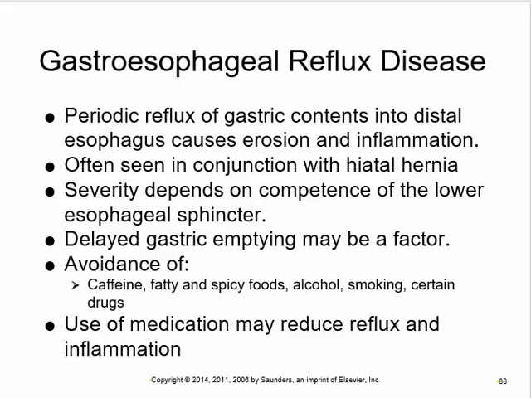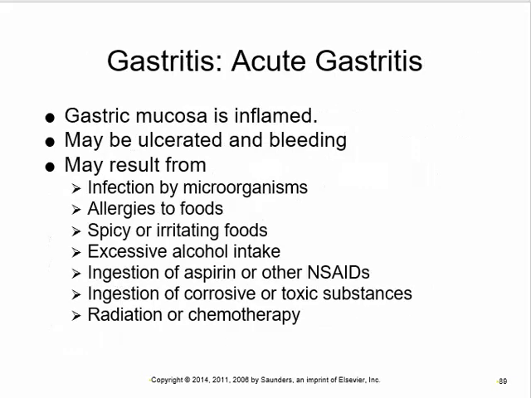So what we do is we use various medications to stop as much acid production, and we use anti-inflammatories. Sometimes the stomach lining itself gets inflamed, and this is called gastritis. Now we can have acute gastritis and chronic gastritis. So acute gastritis is when the mucosa is inflamed. It can go all the way to a bleeding ulcer, but usually it's just an inflammatory patch within the mucosa of the stomach.